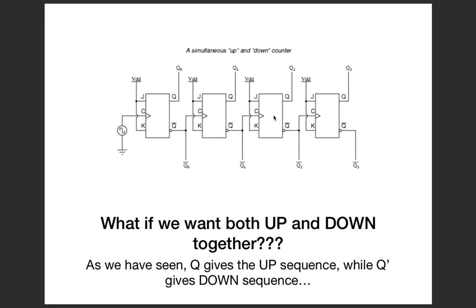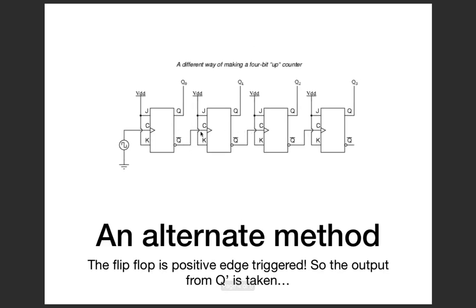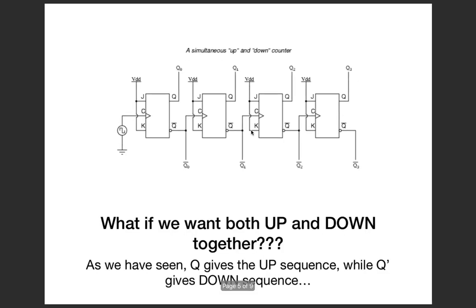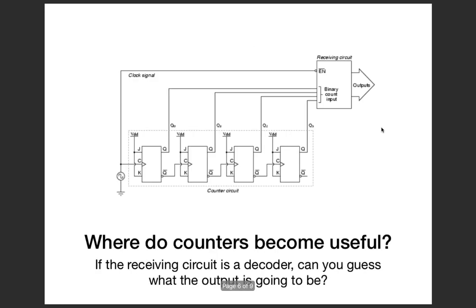Just to remind you, this is derived from the circuit we just showed here. It's a positive edge triggered flip-flop, so the output is taken from Q complement. You can maybe pause the video now and see the sequence which it generates. Okay, so I guess it's clear now.